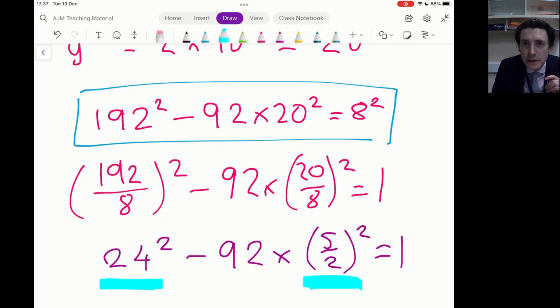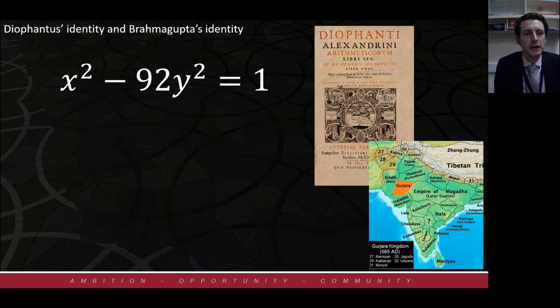Right, let's go back to sharing the presentation. So that is Diophantus and Brahmagupta. They made very significant contributions to other areas of mathematics, but there's just one problem that we can approach thanks to their ingenious identities.